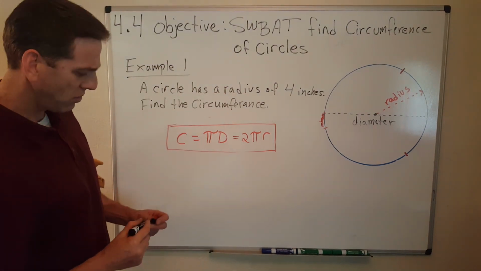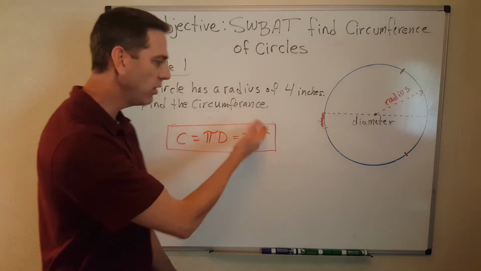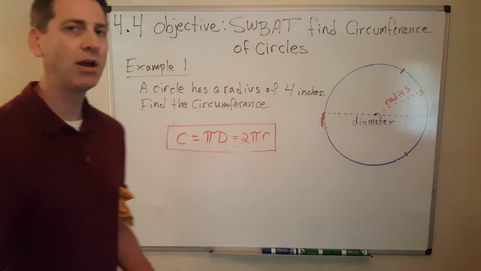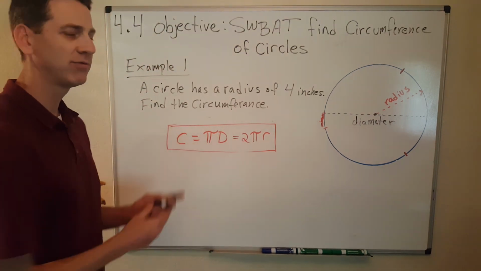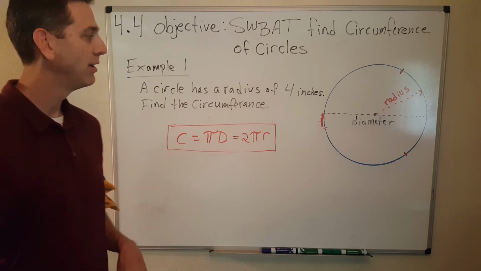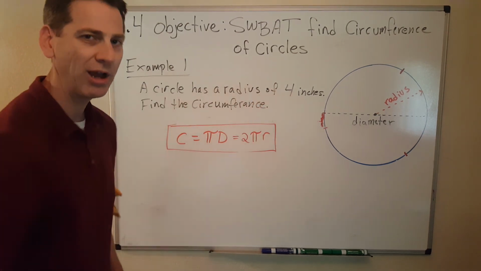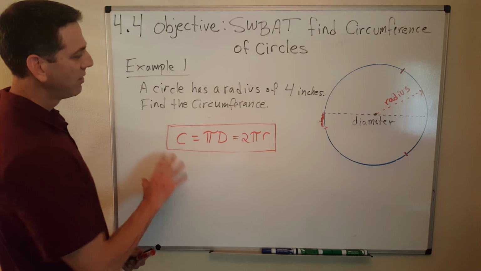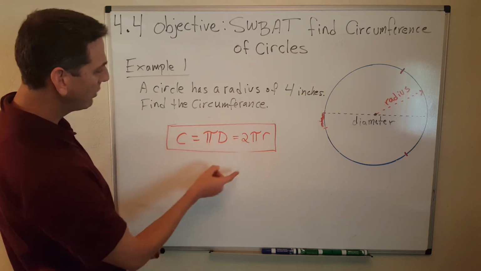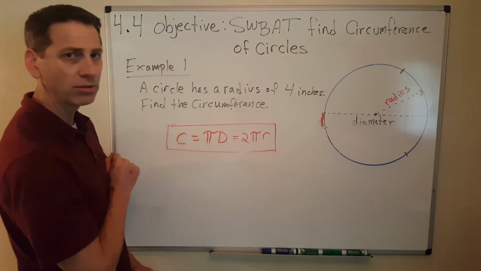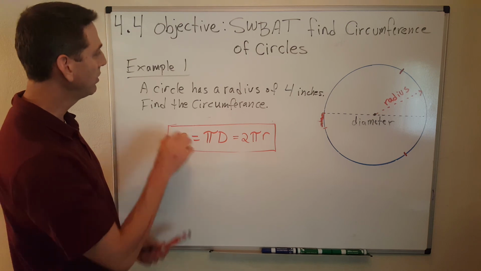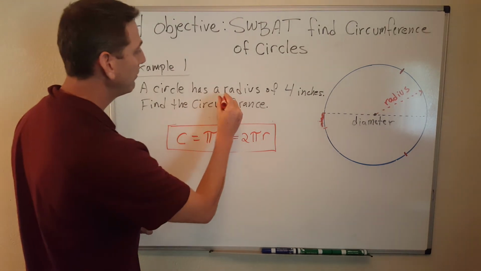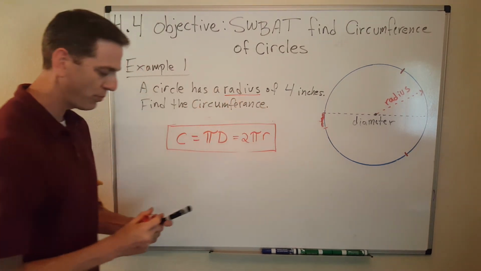Okay, so all we need to know is our formula. And on a GED test, you should have this formula available to you. But just in case you forget, you remember how we came up with it. Okay, so which one are we going to use? Pi d or 2 pi r? Well, in this case, we're given the radius. So let's go ahead and use 2 pi r.